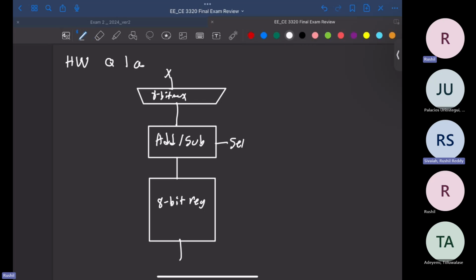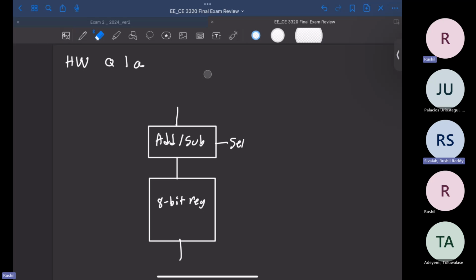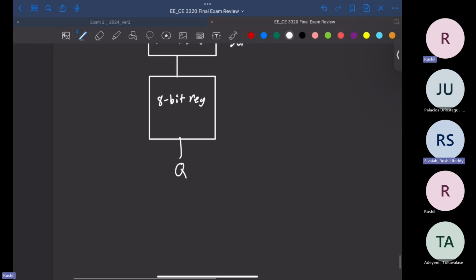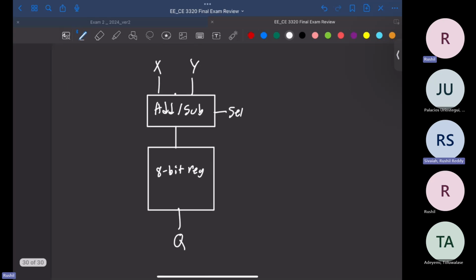So you'll have your input X, and then you'll have your input Y. This will go from 7 to 0. This will go from 7 to 0. What am I doing? Oh, right. You need a mux for something. Let me think. Oh, you need the mux to select whether it's an adder or subtractor. That's what it was. So you have your x and your y that goes into here, and then we'll say your output's Q. And then your control line will be A/S. We'll set that 0 equals add, 1 equals sub.